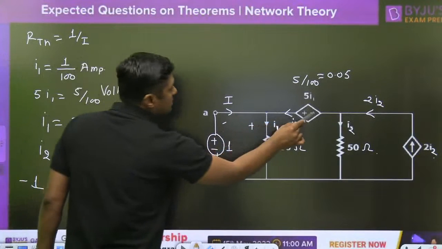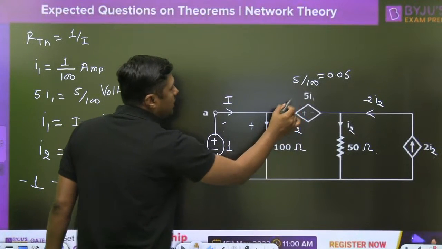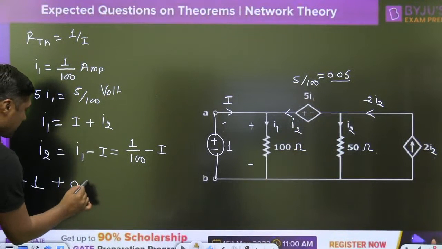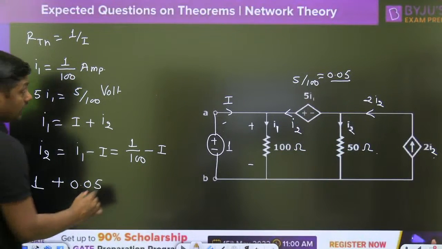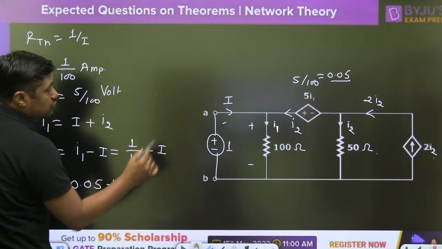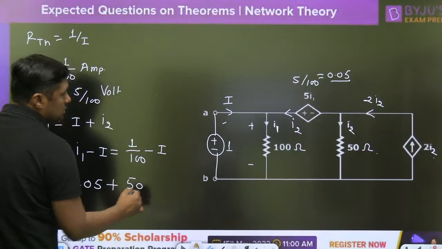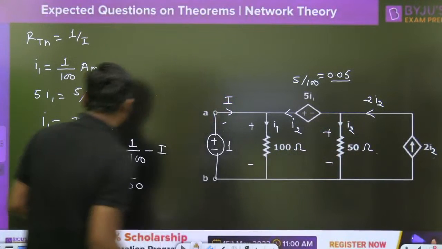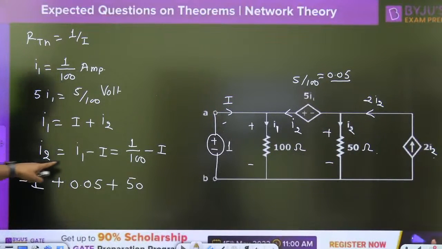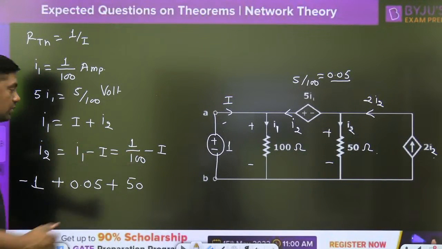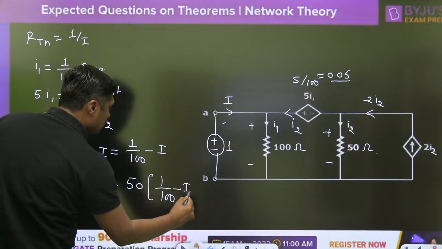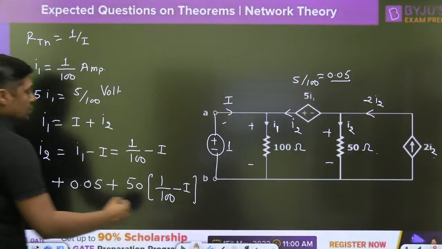This is the plus, this is the minus 5I1. What is the 5I1? Already we have calculated 0.05 plus 50 times of I2. What is the I2 here? I2 is equal to 1 by 100 minus I. This is nothing but I2 is equal to 1 by 100 minus I.